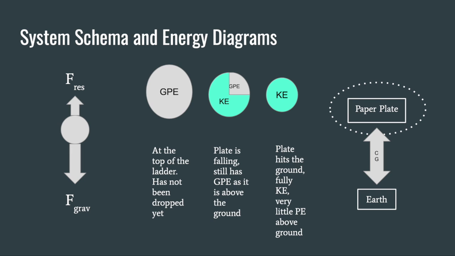In the system schema, you can tell that the system is largely denoted and isolated to only the paper plate, which is why the energy pie charts get smaller and there's energy, quote unquote, leaving the system.